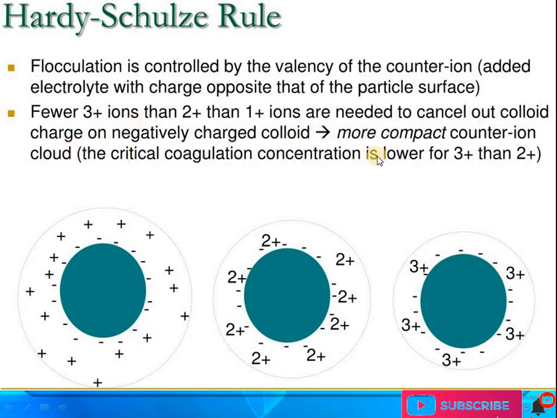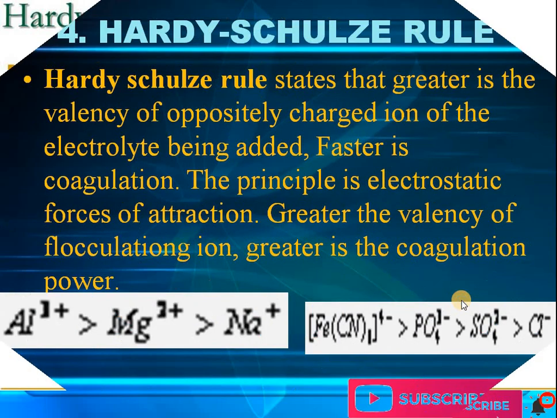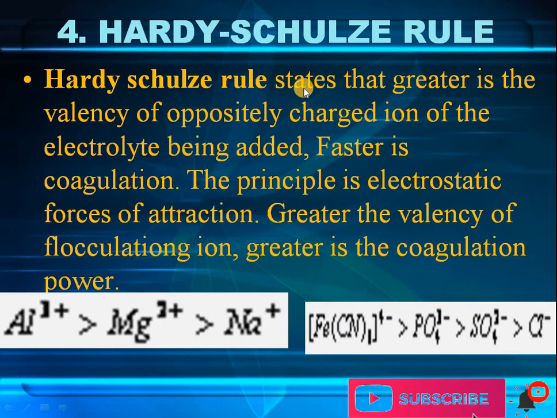The critical coagulation power is lower for plus 3 than plus 1. So for positive one, the coagulation value is higher, then it goes on decreasing as the charge increases. Further, we can say that this rule states that the greater the valency of the oppositely charged ion of the electrolyte being added, which we add to neutralize or to do coagulation in a colloidal solution, the faster is the coagulation.